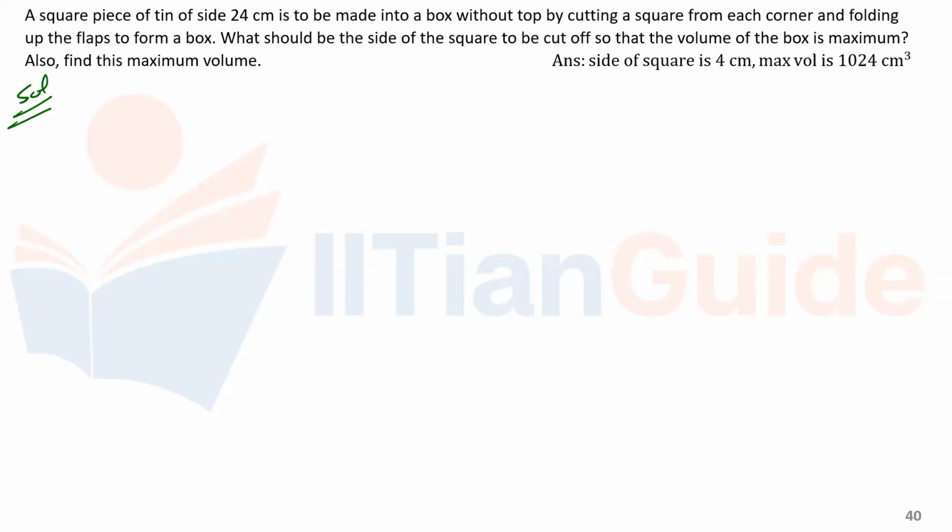A square piece of tin of 24 centimeter is to be made into a box without top. Okay, nothing is on the top, it is an open tank. By cutting squares from each side and folding up the flaps from the corner. This is something we do in craft work in class 4, 5, 6. In childhood, we do this kind of craft work. What should the side of the square to be cut off so the volume of the box is maximum? We need to prove the volume is maximum.